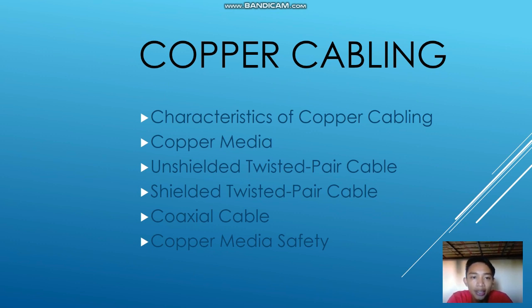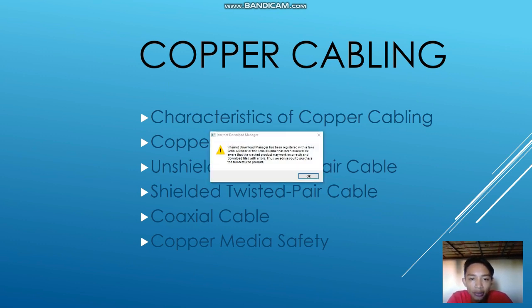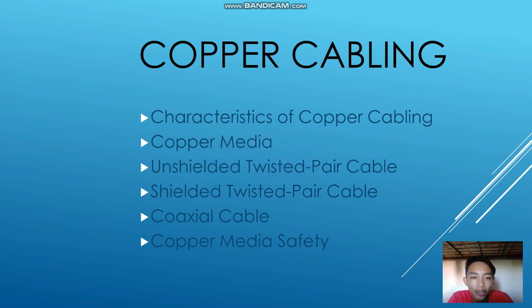So, for copper cabling, the characteristics of copper cabling. Networks use copper media because it is inexpensive, easy to install, and has low resistance to electrical current. However, copper media is limited by distance and signal interference. There are three main types of copper media used in networking: the unshielded twisted pair, the UTP, the shielded twisted pair, or the STP, and the coaxial.